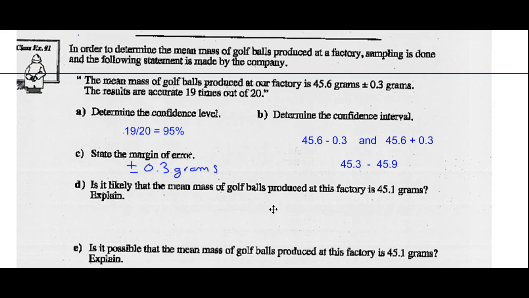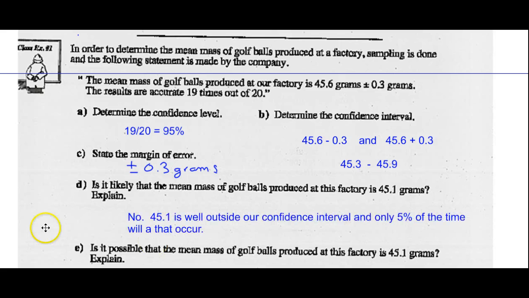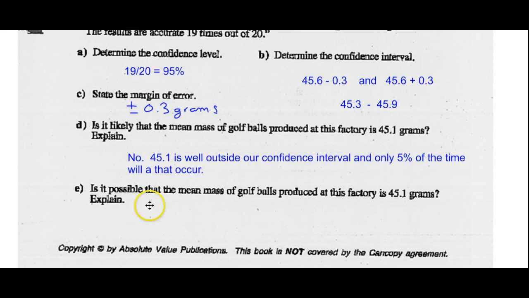Part D, is it likely that the mean mass of golf balls produced at this factory is 45.1 grams? Well, think about this and see if you can answer it. Pause it and do that. So I would say no. 45.1 is well outside our confidence interval, and only 5% of the time is that going to occur where we get a value outside of 45.3 to 45.9. All right. Part E, is it possible that the mean mass of golf balls produced at this factory is 45.1 grams? Yes, that's possible, but it's highly unlikely. All right, so you could write that in there. So yes, it's possible, but it is unlikely.